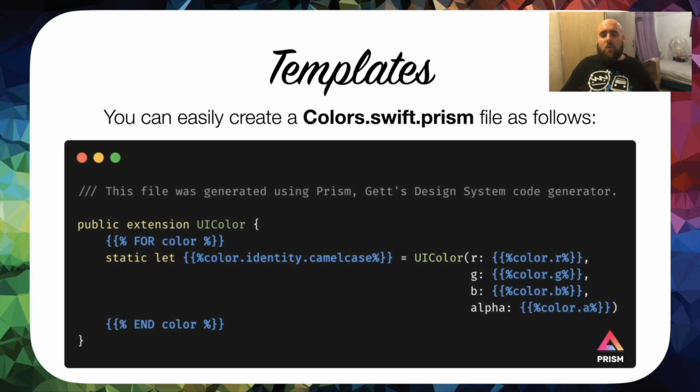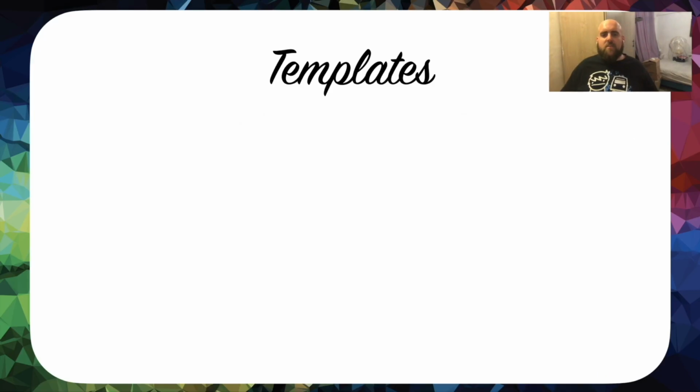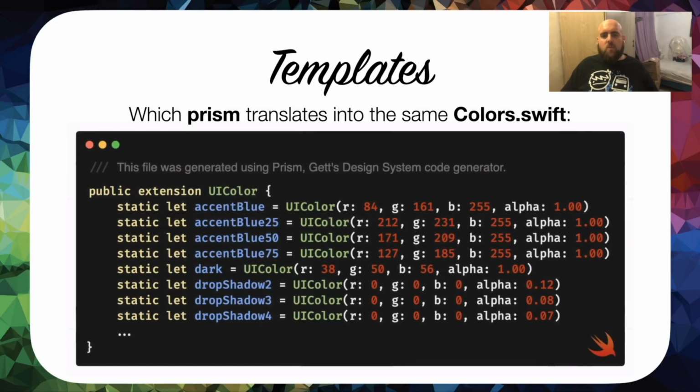Here's how an iOS template would look, for example. We iterate over each of the colors, and for each color, we have the color.identity.camel case. So we have the name of the color, specifically in camel case, because that's the iOS naming convention. And we also have the individual RGB and A color components, because again, that's what iOS needs. When we run the tool, we'll actually get a generated list similar to one we saw earlier.